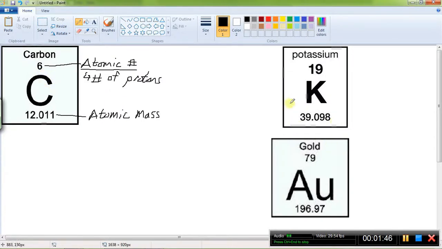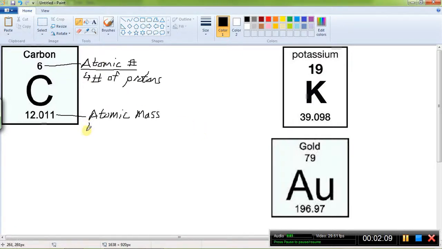And we can jump over here to the other examples. The K is potassium. That has 19 protons. It has an atomic number of 19. And gold, Au, has 79 protons. It has an atomic number of 79. So all atoms of gold in the entire universe have 79 protons. If it has a different number of protons, it's a different element.